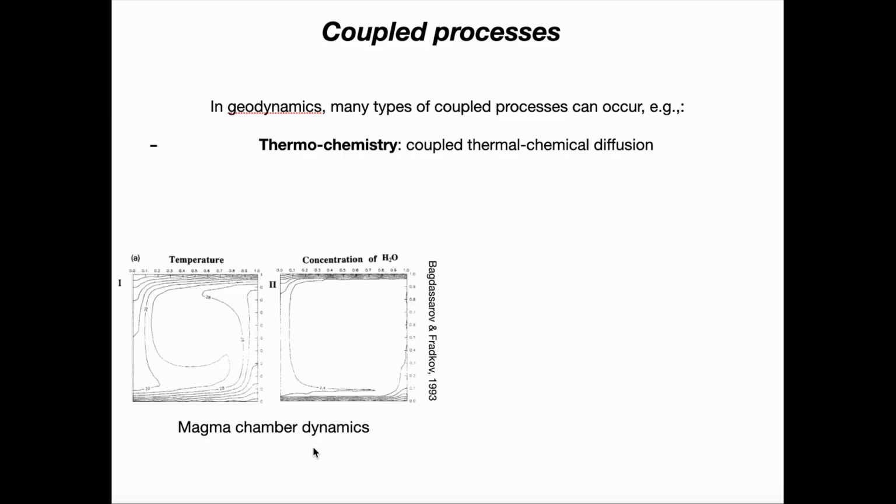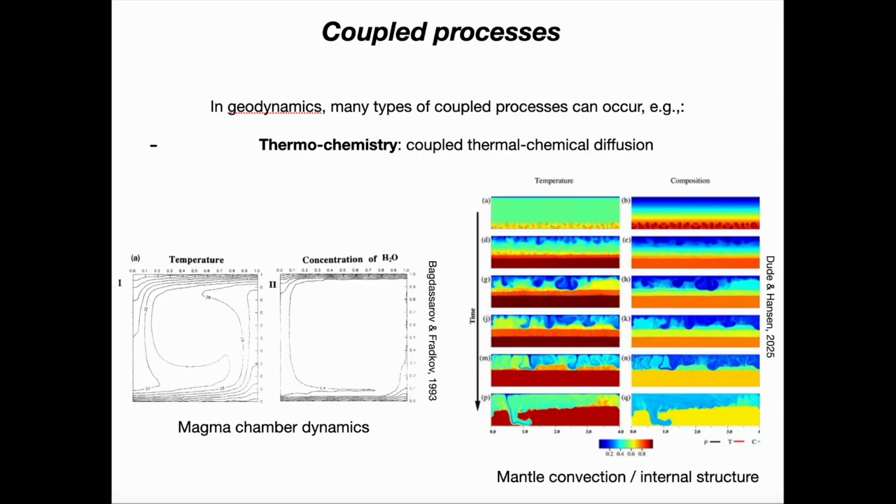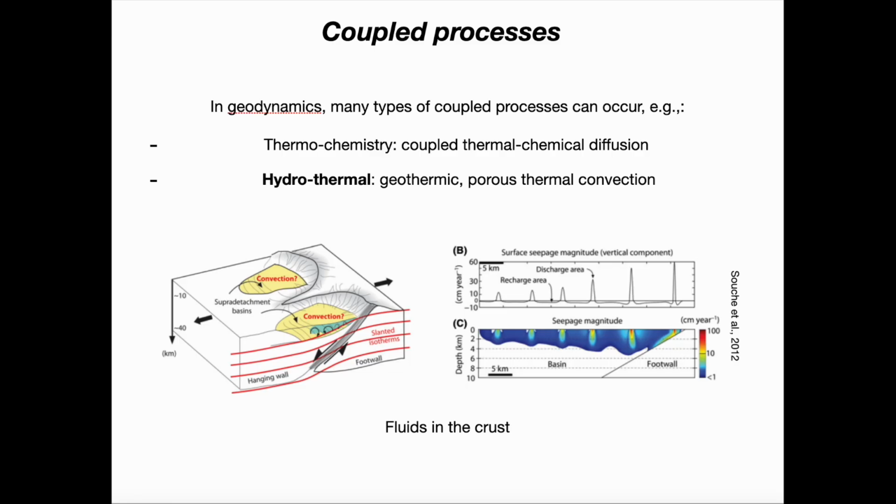That's an example of a magma chamber dynamic simulation in which you have an evolution in space and time of temperature and also an evolution in space and time of the concentration of water. This example is now at the scale of the mantle, and that's a mantle convection simulation that accounts for both the diffusion and advection of temperature and composition. You can see a time evolution here and the formation of a stratified mantle in terms of temperature, but also in terms of composition. So that's one type of coupling.